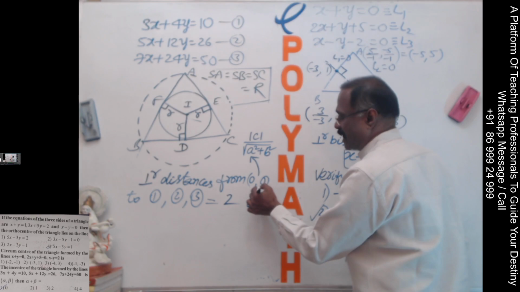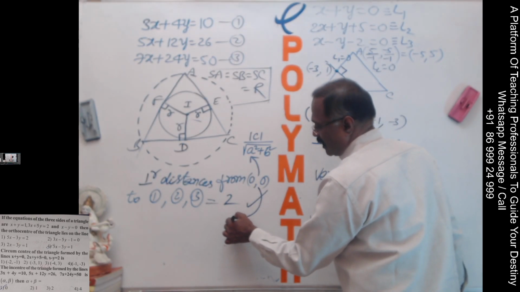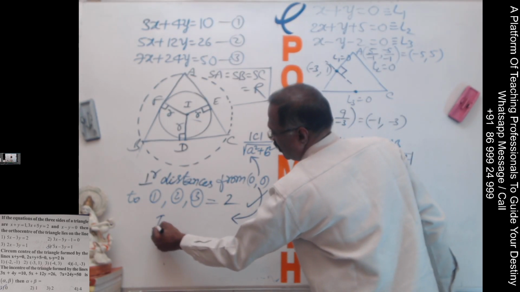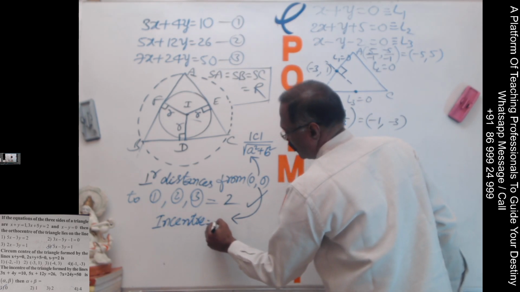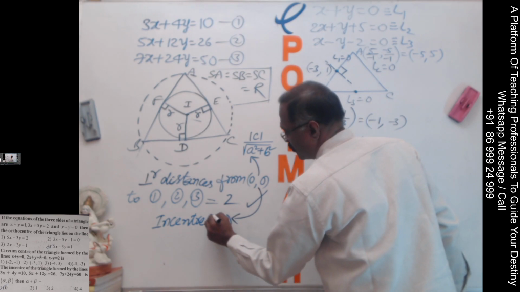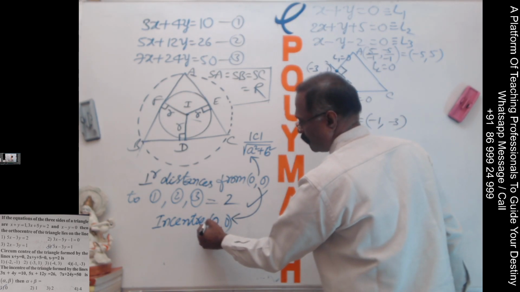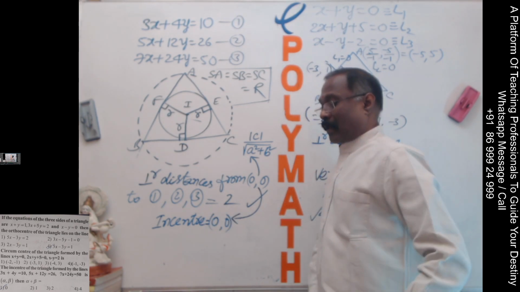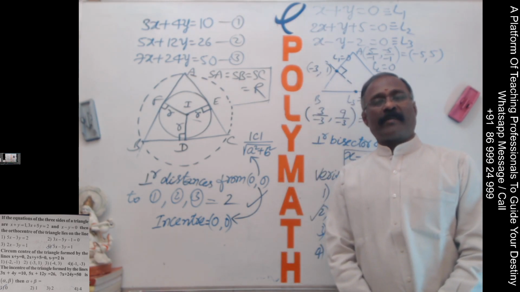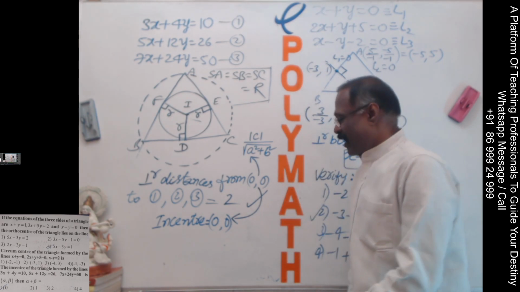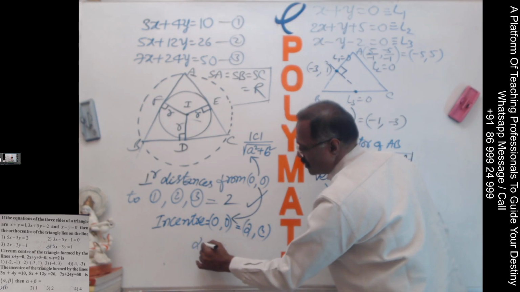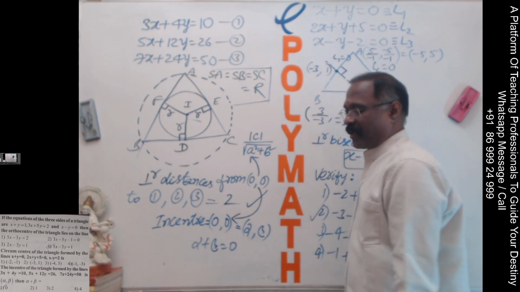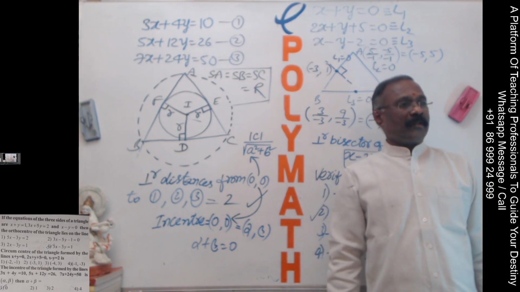And hence we can say that the in center is equal to 0, 0. In center is equal to 0, 0, please. So he gave it as alpha, beta. What is alpha plus beta? Obviously 0. That is what the question asks.